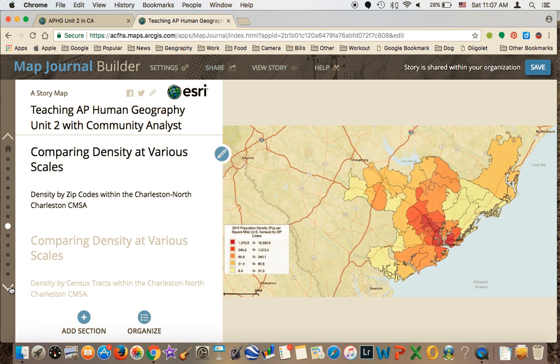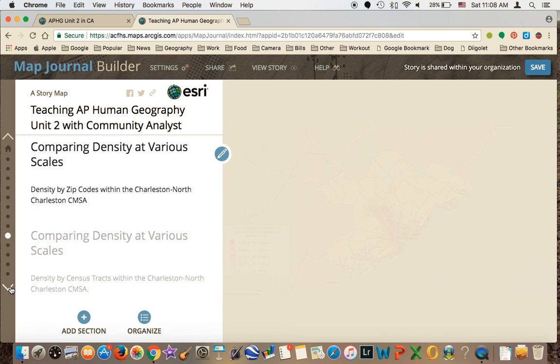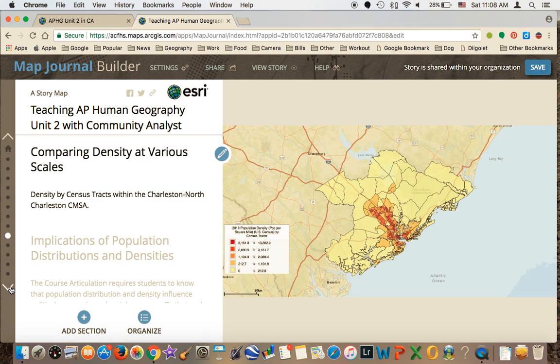But we know if we go down to another scale, say the zip code, same data, just organized differently, we're going to see a pretty different pattern emerge more clearly. Last, we can go to the census tract level and really investigate a more granular pattern of population density. So we've used the same data, but we're starting to look at it at different scales within the same geography. Pretty cool. We can do this all within Community Analyst.